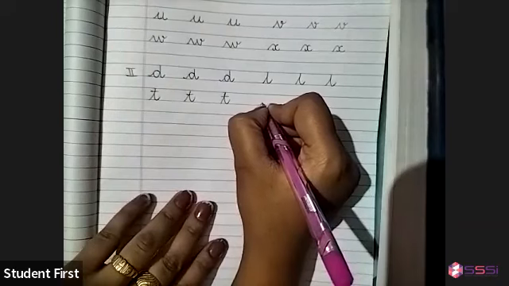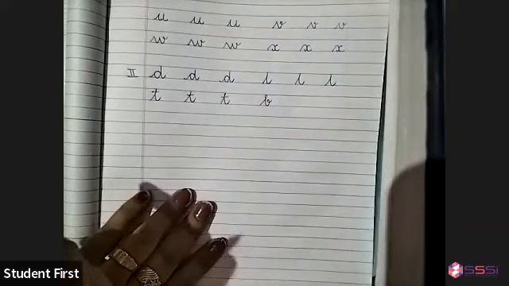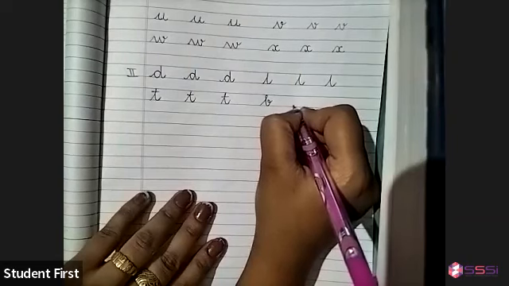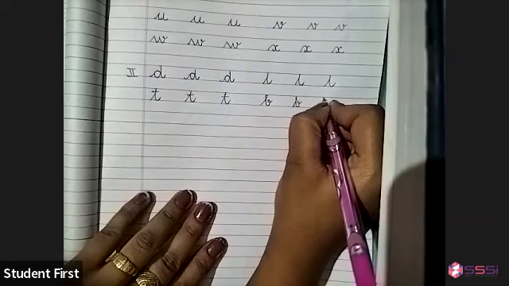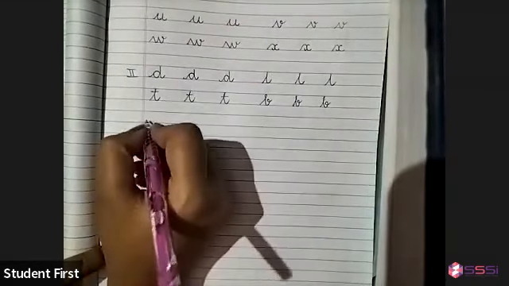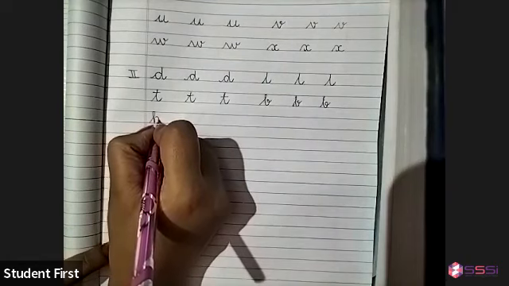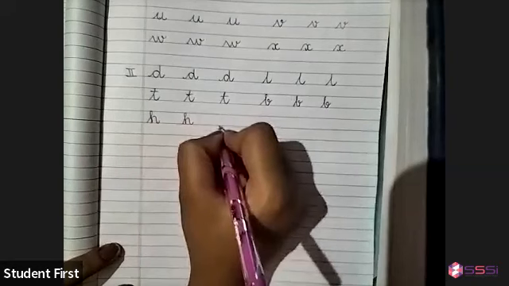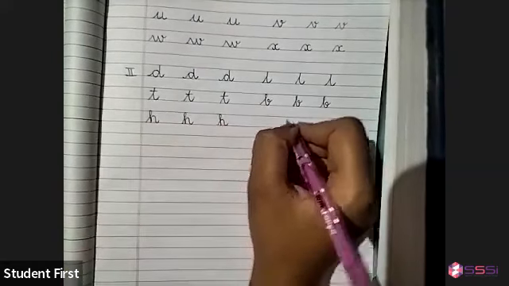Next letter is letter B. We call them tall because these letters attach to the upper line and to the below line fully. So that's why they are tall letters. Where we make B. Next comes letter H. So in these letters, there is a small loop. Next comes the letter K.